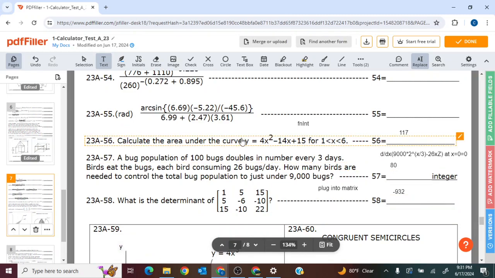56. Calculate the area on the curve. Just use fnInt math. Scroll up to fnInt, and then do from 1 to 6 of this equation right here, and you'll get 117.